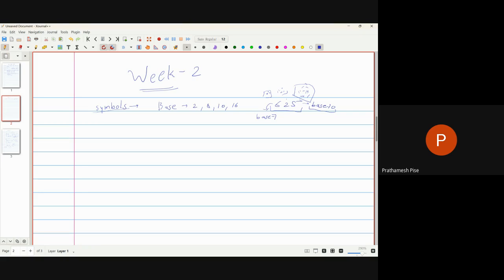Can you see the direction I'm pointing? The same number can exist in different bases, but the meaning of this number will change with the base.